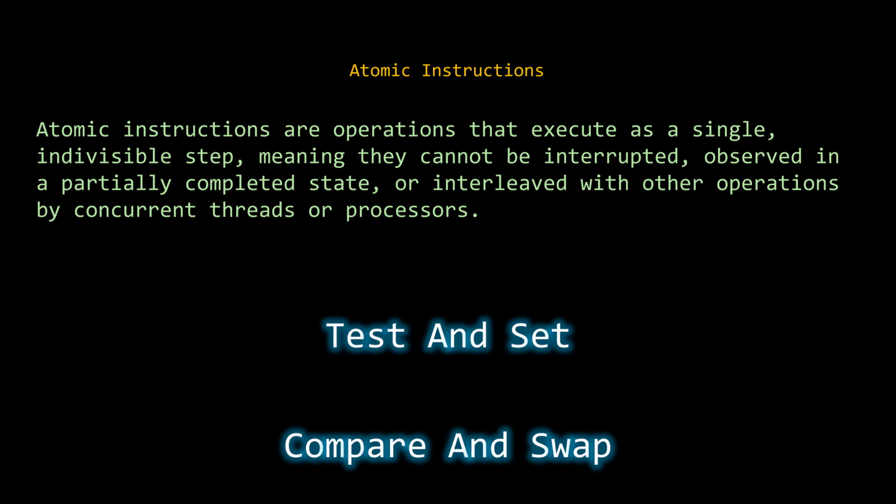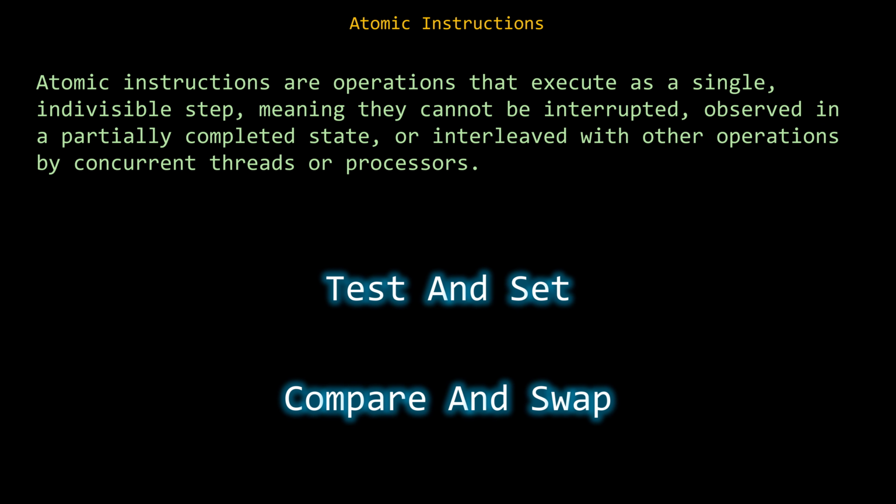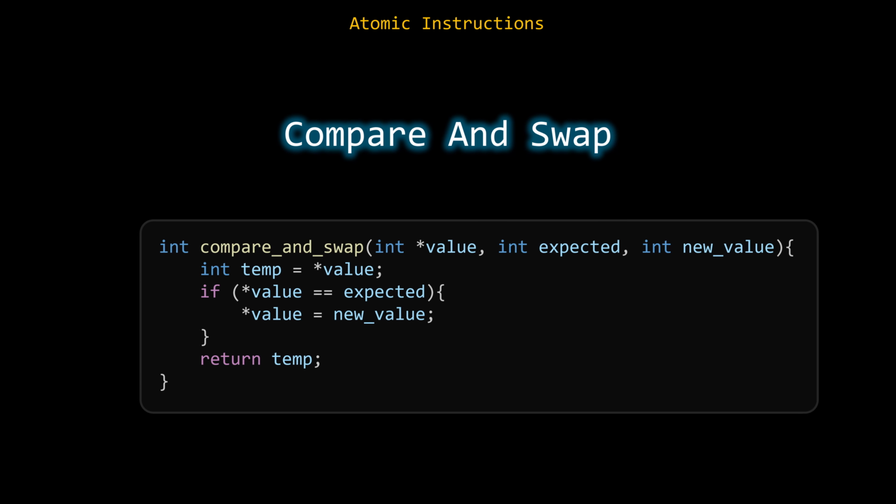Another common atomic instruction is compare and swap. Conceptually, it works like this. It receives three arguments: the memory address of an integer, an expected value, and a new value. It compares the current value with the expected one. If they match, it replaces the current value with the new one. Otherwise, it does nothing. In all cases, it returns the original value.